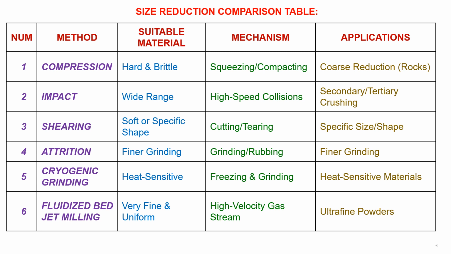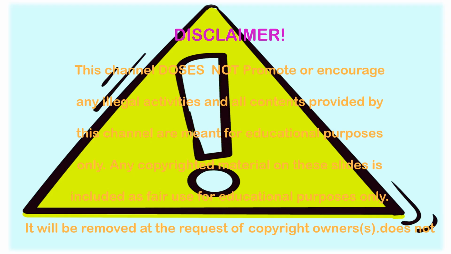Number 6. Method: fluidized bed jet milling. Suitable material: very fine, uniform. Mechanism: high velocity gas stream. Applications: ultra fine powders.